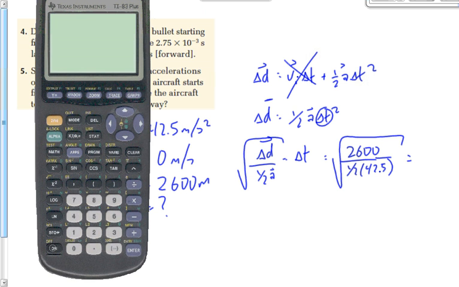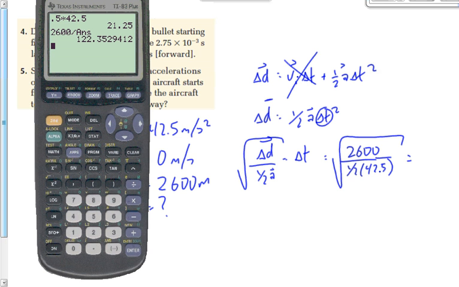Let's do what's inside the square root sign first. In fact, let's do what's on the bottom first. 0.5 times 42.5. Okay, 21.25. Let's go 2,600 divided by that. 122.35. And then let's square root that. We get a time of 11.06 seconds.